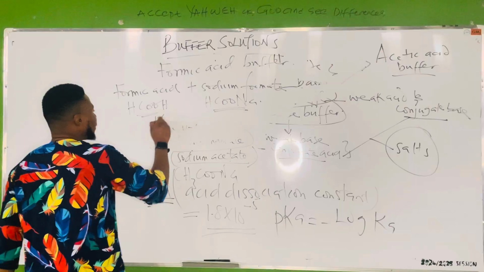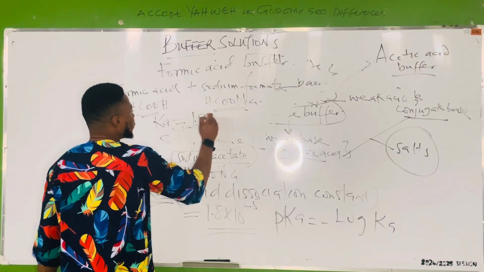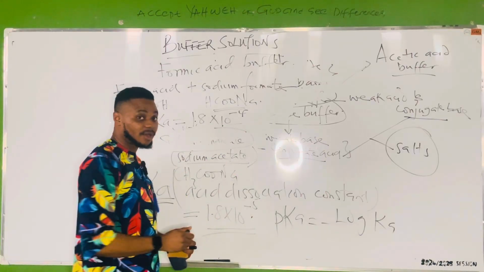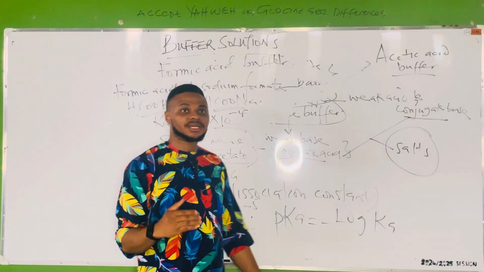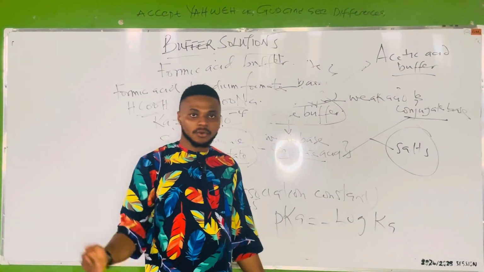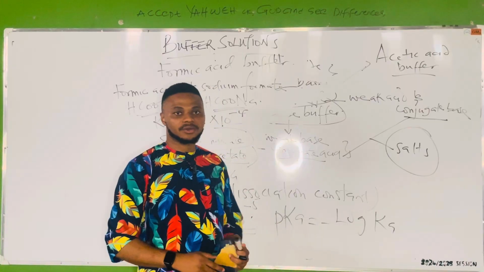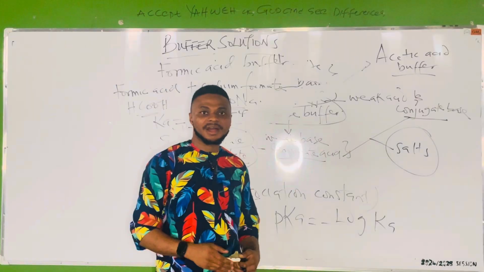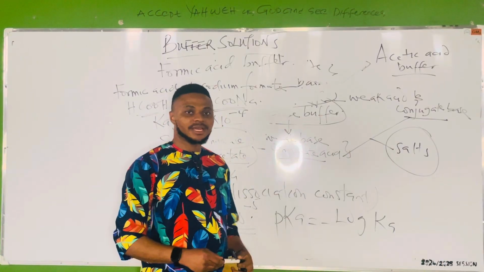They have a dissociation constant of 1.8 times 10 raised to power minus 4. This one is minus 5, this one is minus 4. I want you to understand that these values tend to be constant for these buffers. Other examples of acid buffers are, of course, the phosphate buffer and the carbonate buffer.